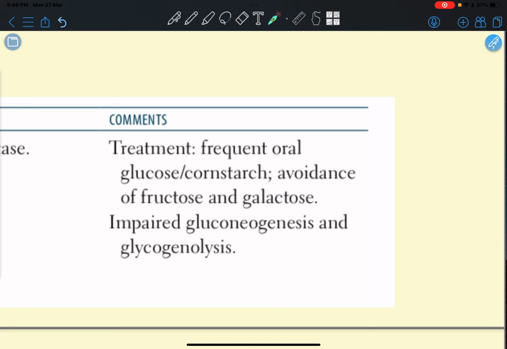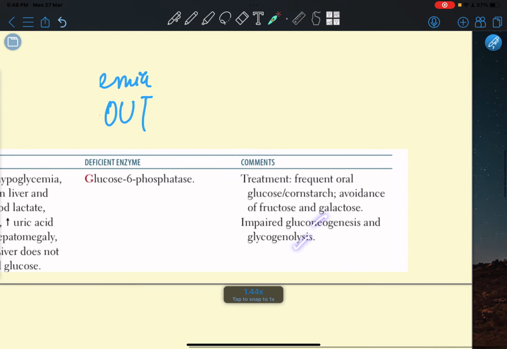Glycogenolysis is inhibited, more glycogen storage is there. Gluconeogenesis is affected because even in that we required glucose 6-phosphatase. Because of the enzyme deficiency only, both of these are affected.